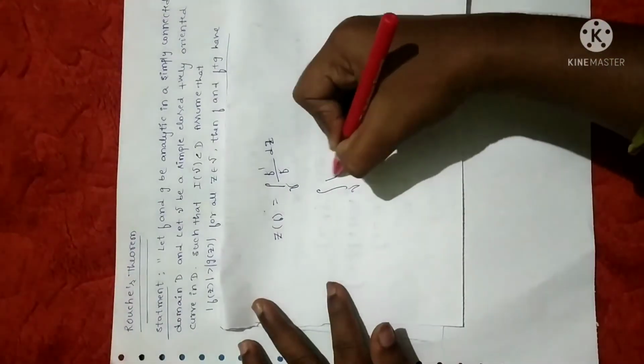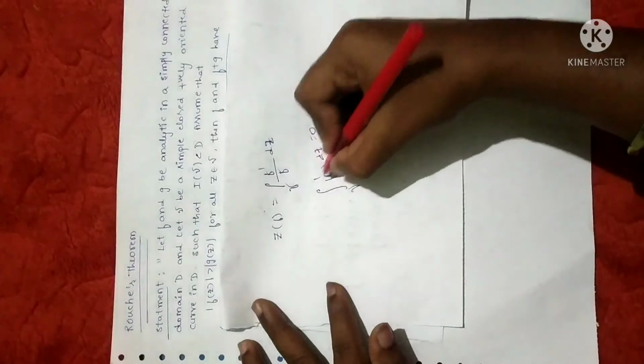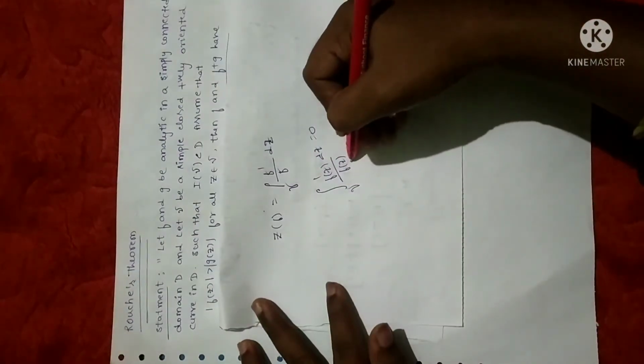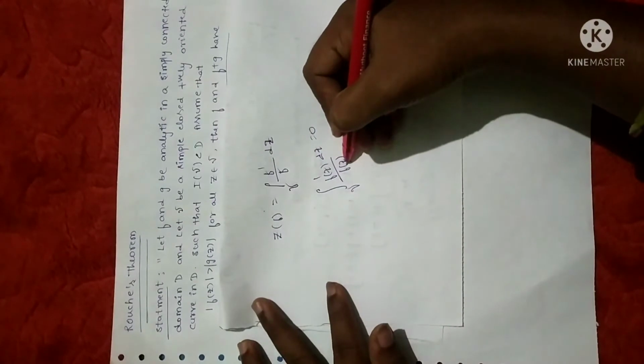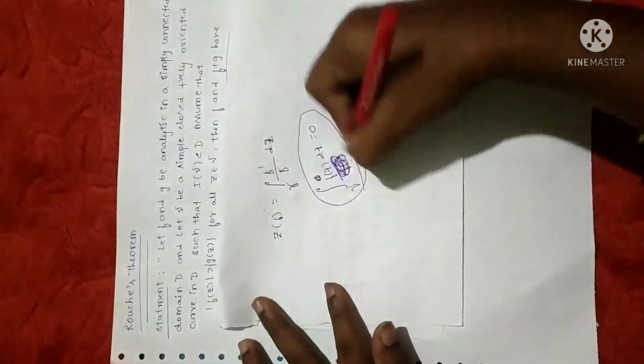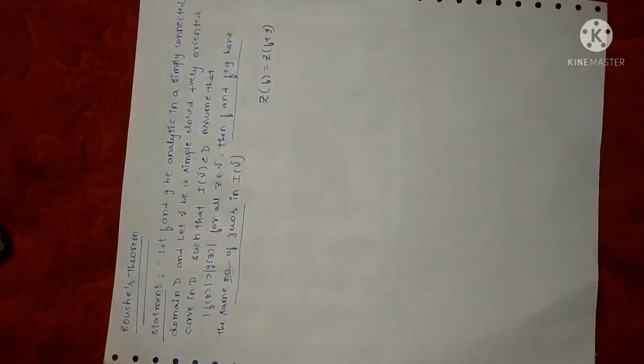That is, the integral over a closed curve of f dash of z divided by f of z into dz. It is one of the applications of Cauchy's theorem, right? f dash of z divided by f of z, or else I can write the integral over f of z into dz is equal to 0. Standard theorem only I have written. You just remember this. Clear?